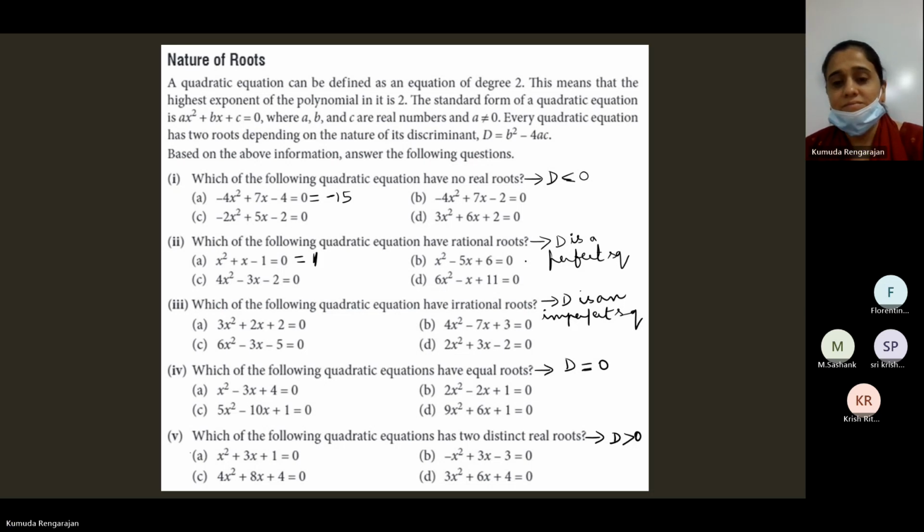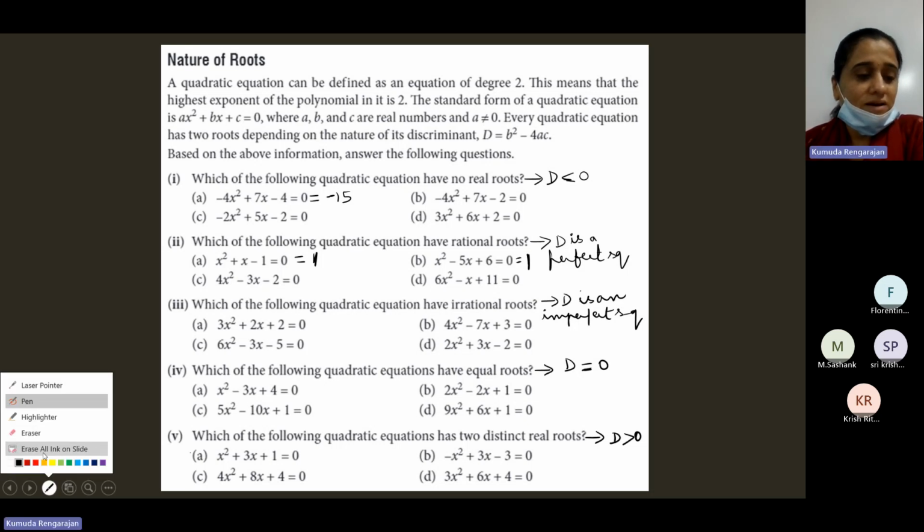Next one. Children, we cannot spend so much time on this. Ma'am, B is 1. A is minus?